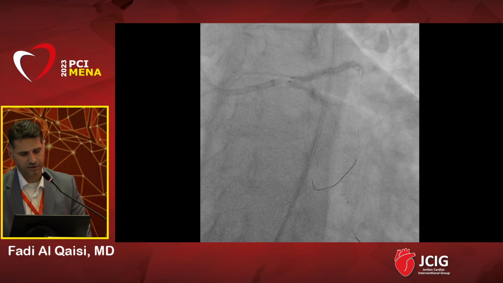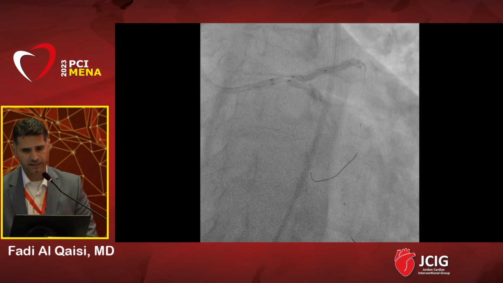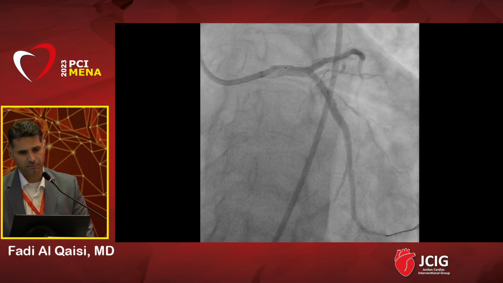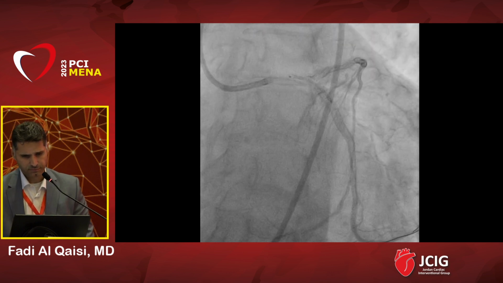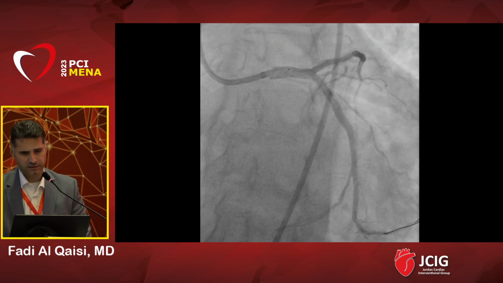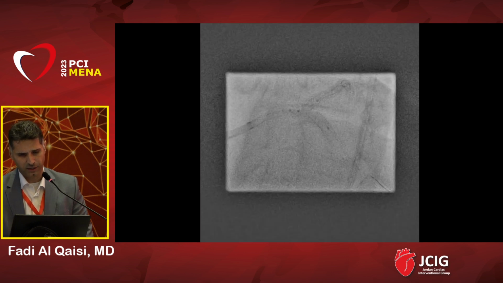Recrossed. This is the recrossing into the LAD. This is our first kissing between the balloon in the left circ and the stent in the LAD. And then we delivered the stent of the left circ, pulling the wire from the LAD.